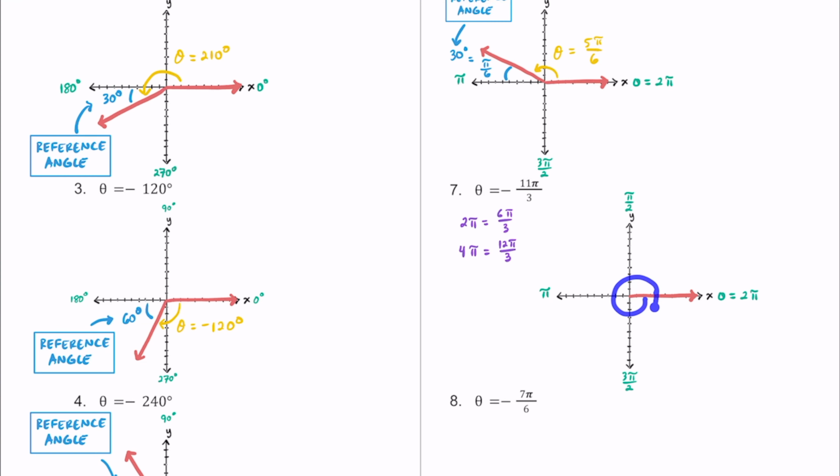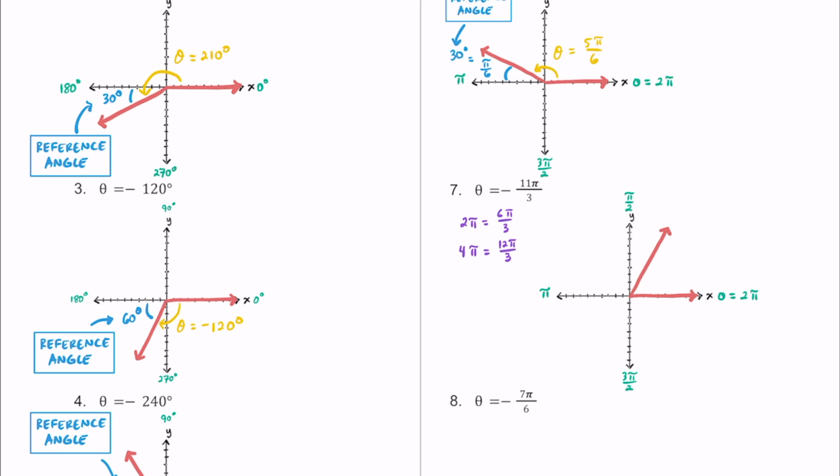Now if we just keep going around again, because we're going to negative 11 pi over 3, we're going to have to stop 1/3 of a pi short, which is going to end up right around here. Okay, so we're going to go ahead and draw the terminal side, this right over here.